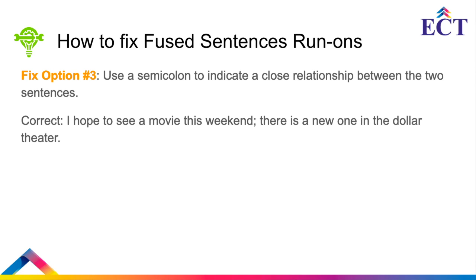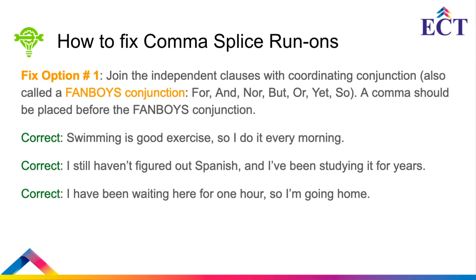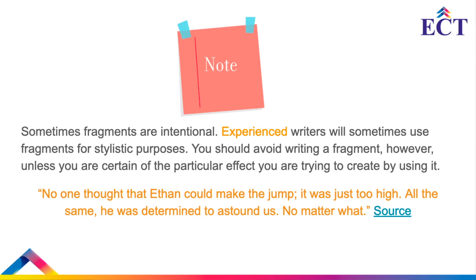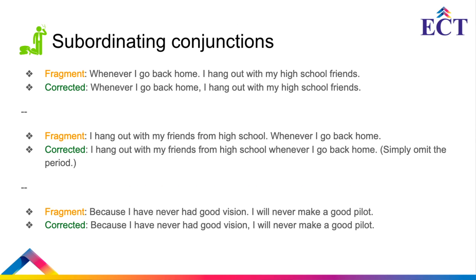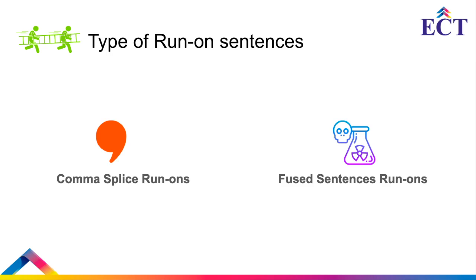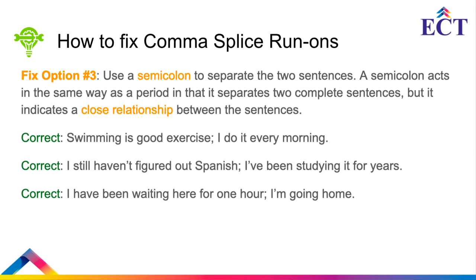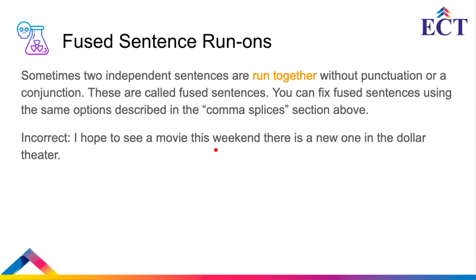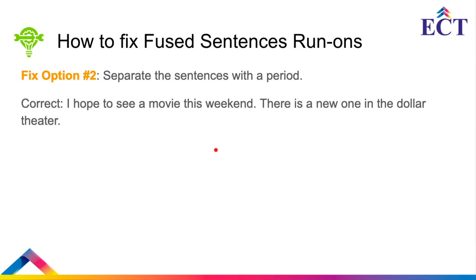Then this one: use a semicolon to indicate a close relationship between the two sentences. Again, I hope to see a movie this weekend; there is a new one in the Dollar Theatre, so there will be a semicolon there. Remember, here I said colon by mistake, but this will be a semicolon. Okay, right. So this is how you fix fused sentences, run-ons.